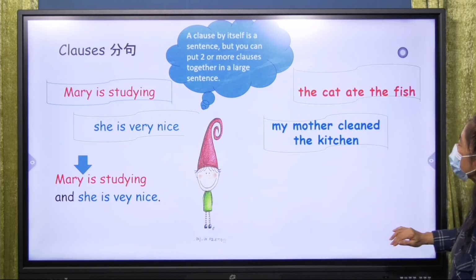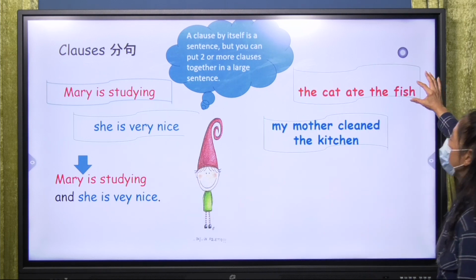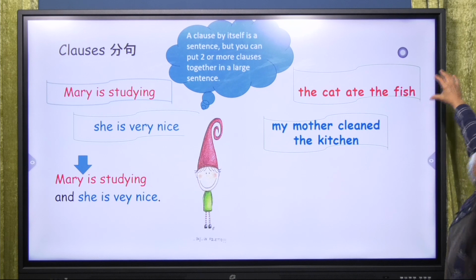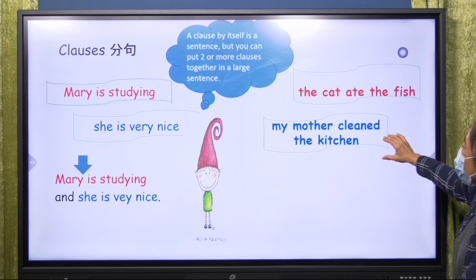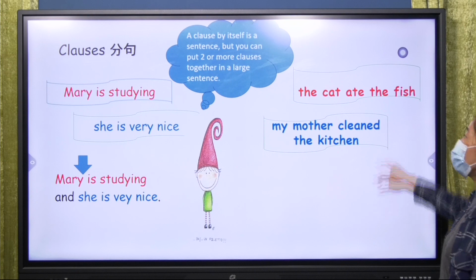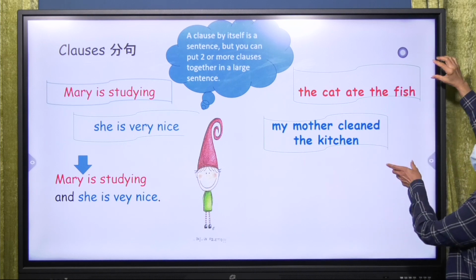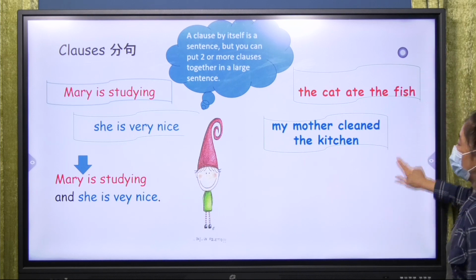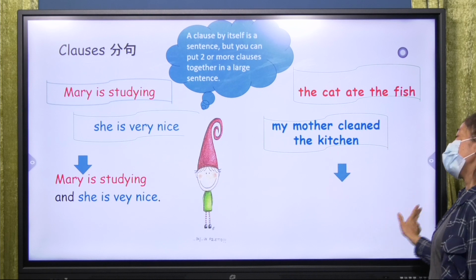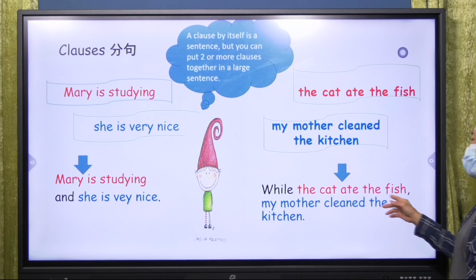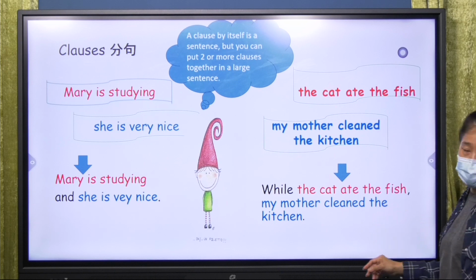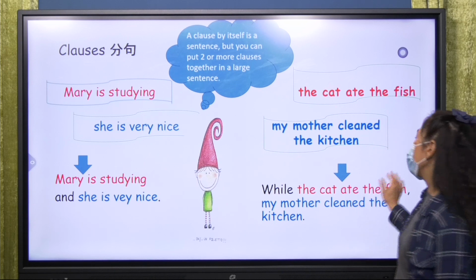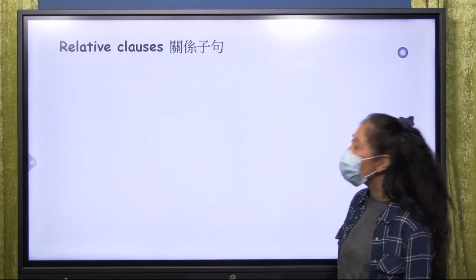And the second example, this is one clause: the cat ate the fish. The second clause: my mother cleaned the kitchen. So I can put these two clauses together and make a large sentence. While the cat ate the fish, my mother cleaned the kitchen. All right?